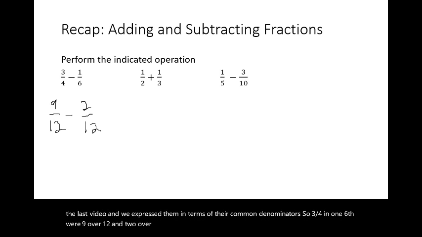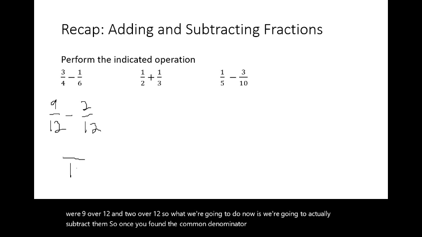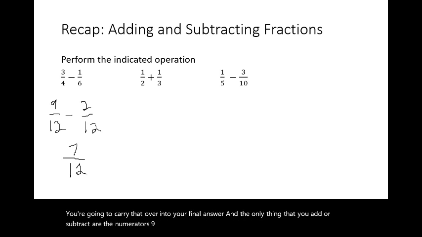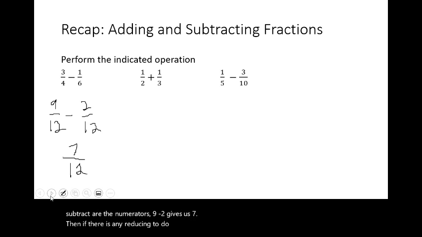So what we're going to do now is we are going to actually subtract them. So once you found the common denominator, 12, you're going to carry that over into your final answer, and the only thing that you add or subtract are the numerators. 9 minus 2 gives us 7. Then if there is any reducing to do, you then reduce the fraction. 7/12 cannot reduce, so 7/12 would be our final answer.